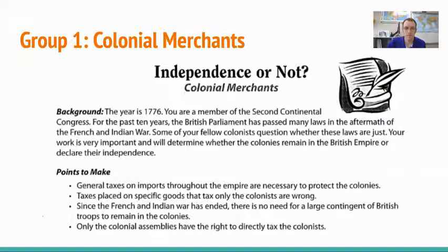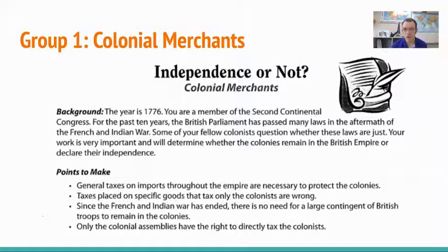They felt taxing specific goods was wrong. So a tax placed on specific goods to tax only the colonists was wrong. They didn't feel like you should have a tax on only things American colonists would use. They felt that that should be a tax that all people have. So they felt that the tax should be fair.